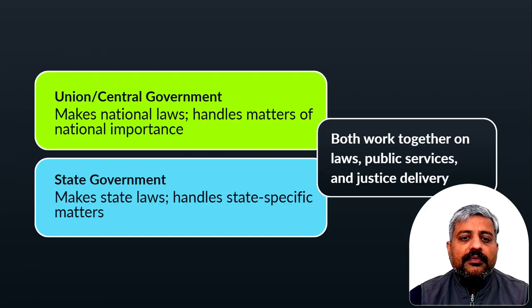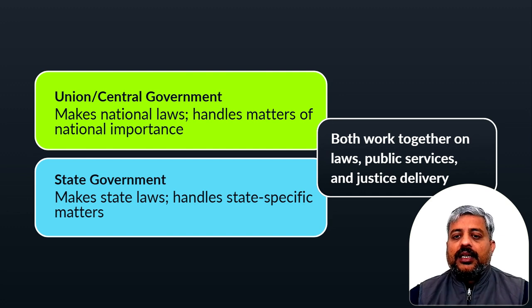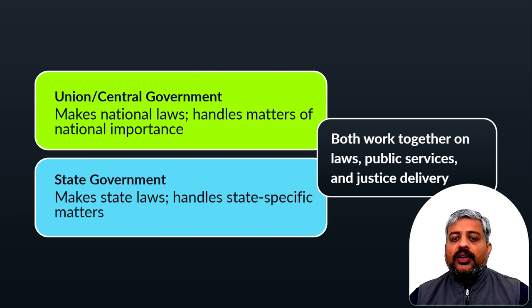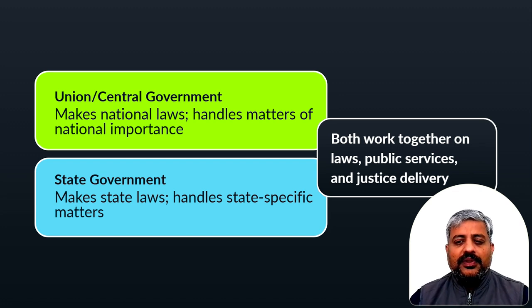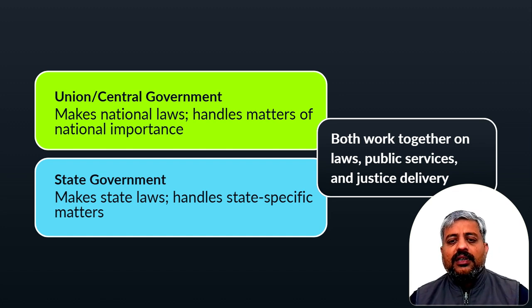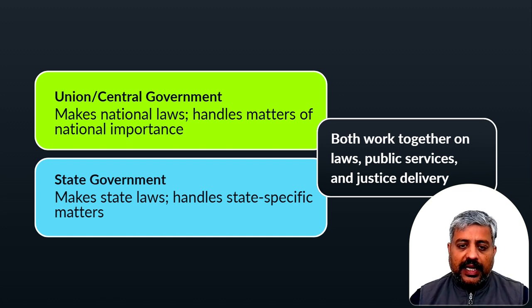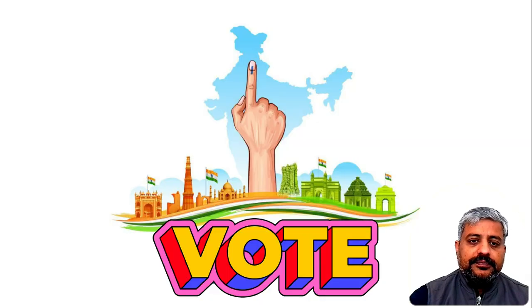Now, what is the function of both? Both work together on laws, public services, and justice delivery, that is, for the betterment of the people living within the country. The union or central government makes national laws and handles matters of national importance, while the state government makes state laws and handles state-specific matters. That is, it is restricted to a very small area as compared to the country.